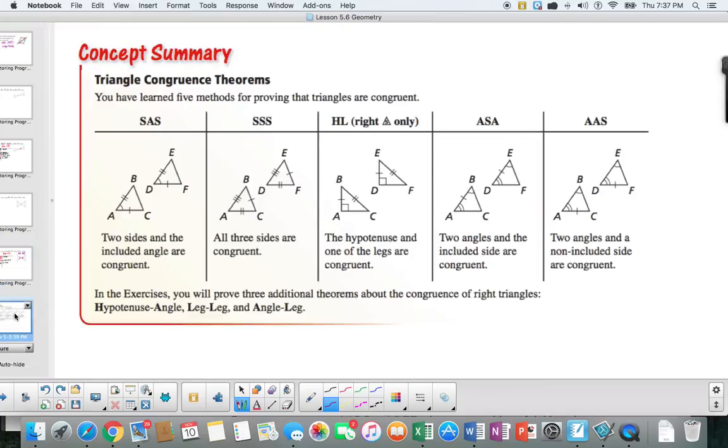Here's the summary. There are 5 ways to prove triangles are congruent. Only one of them is for right triangles only, right here. And you notice we are using the letters H and L instead of S for sides. So we have side, angle, side, which is our first one, and side, side, side, and HL we learned in another lesson, and we just finished these two. And there aren't any more methods to prove triangles are congruent.